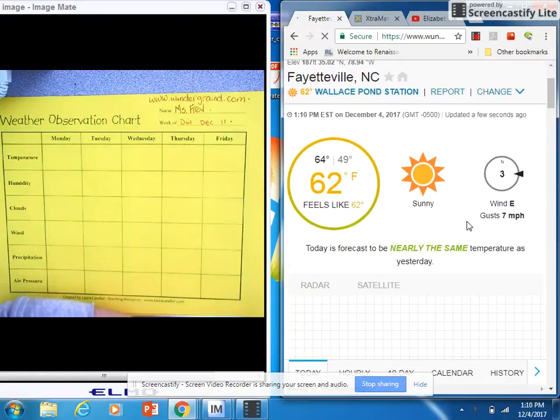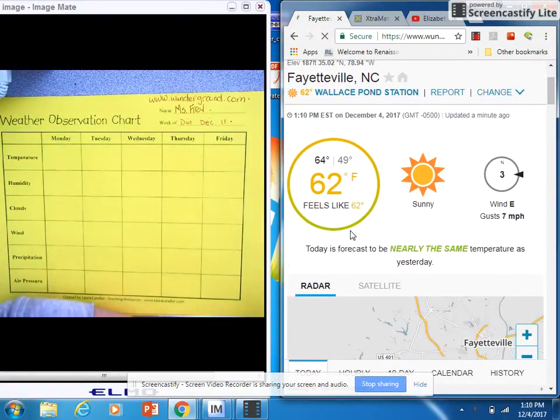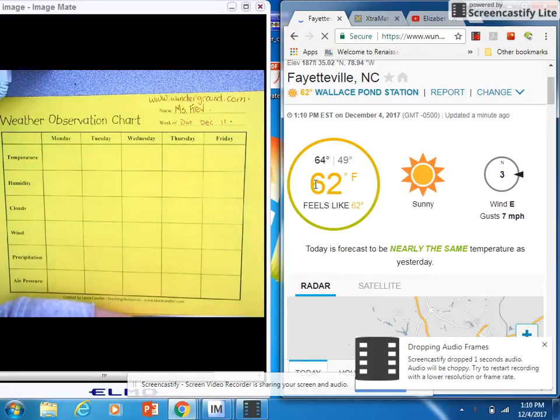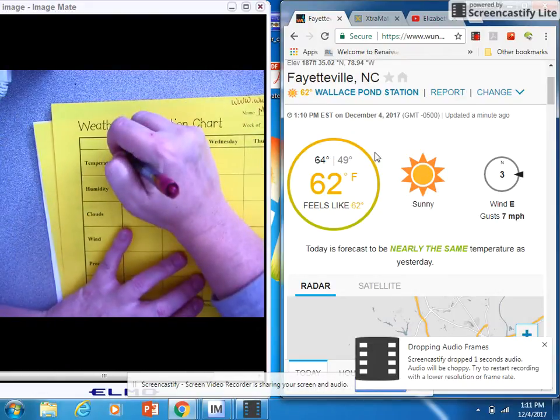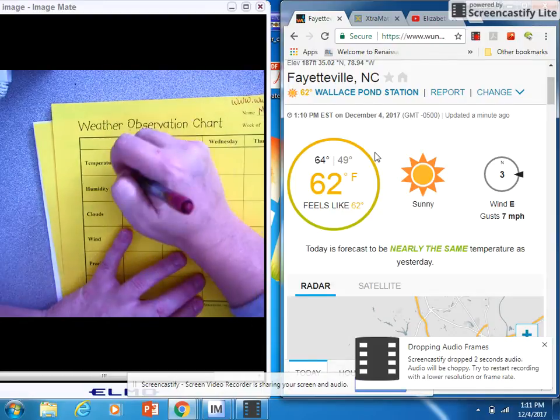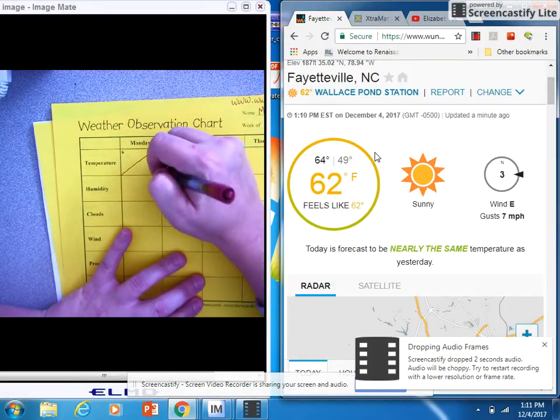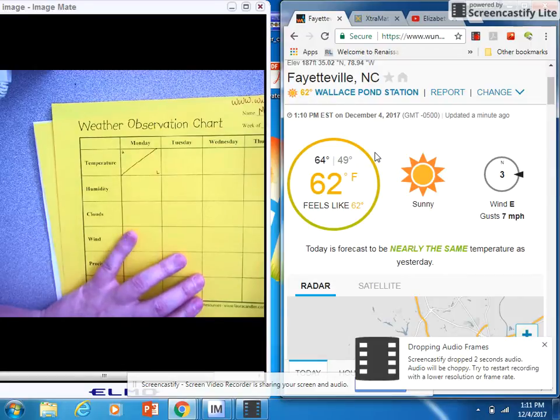Okay, so once you get here, you're first going to see this piece right here. Where it says temperature, you're not going to write the big number. You're going to write the high and the low. Each one of them is worth a certain amount of points. So on your sheet, you're going to put an H and then an L.